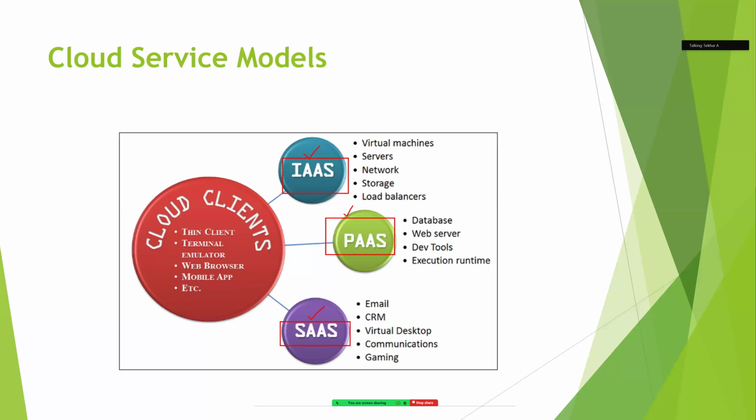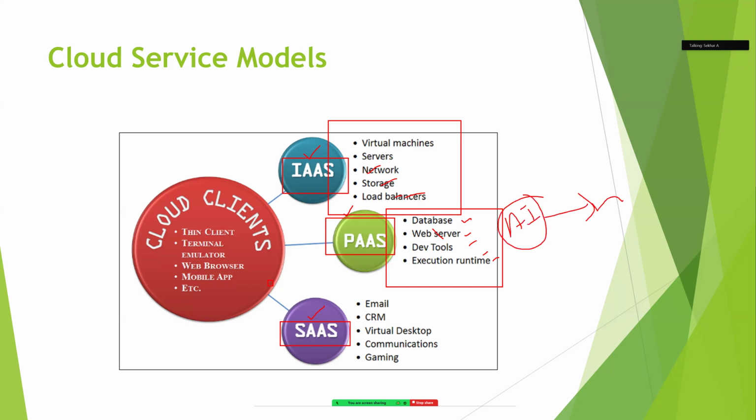What all comes under infrastructure as a service? Simply, server, storage, network, database, load balancer. These all come under infrastructure as a service. When you go for PaaS, platform as a service, all artificial intelligence services come under PaaS, guys. Note it down: artificial intelligence services come under platform as a service.